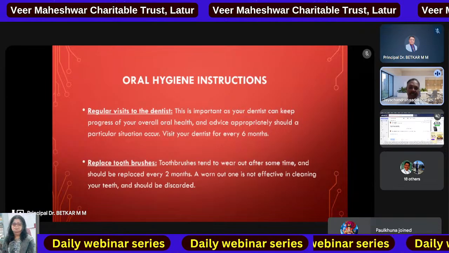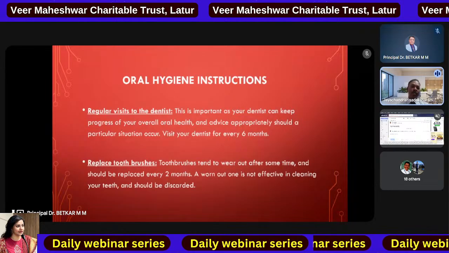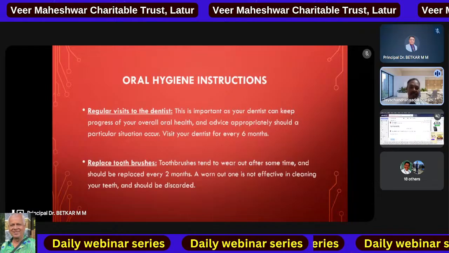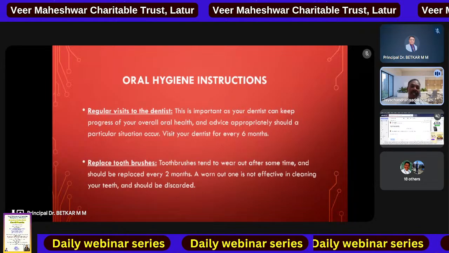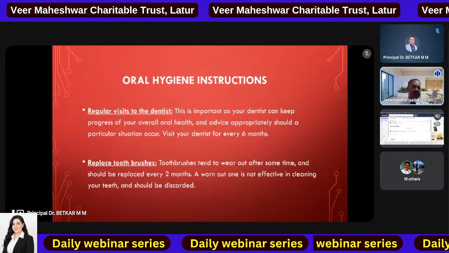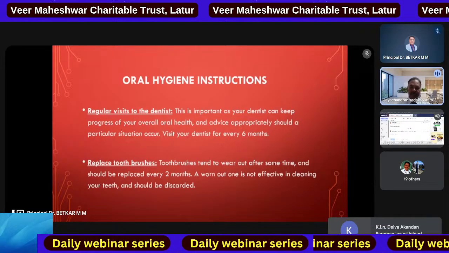And routine preventive visits: visit the dental professional twice yearly for any problem in the teeth, the mucosa, or the oral cavity, which catches the problem at an early stage. Even in oral cancer, if you diagnose it early, it can definitely be treated and improve the patient's quality of life. So these are some of the preventive measures.